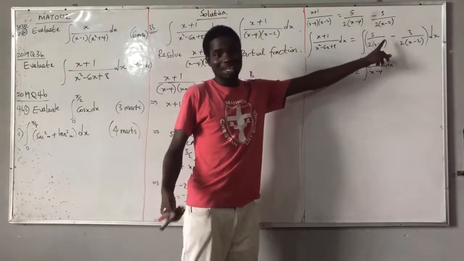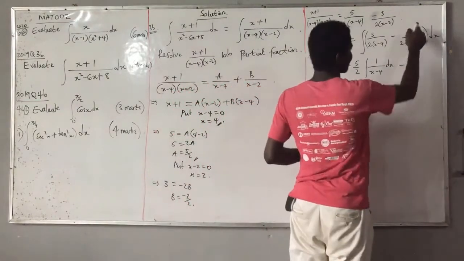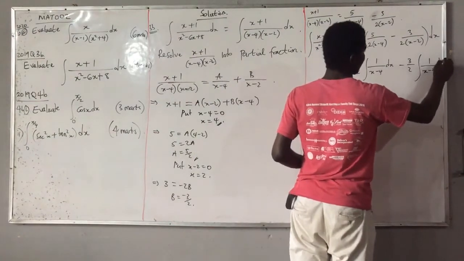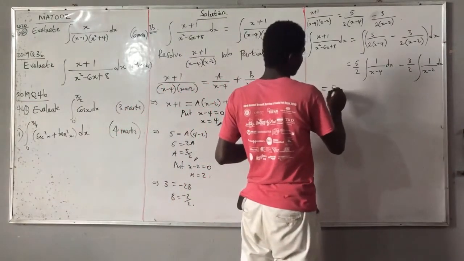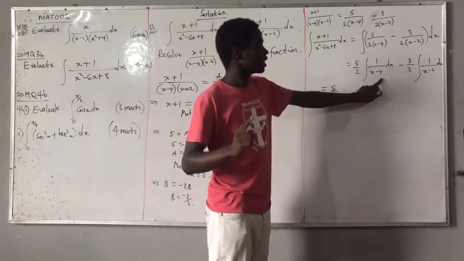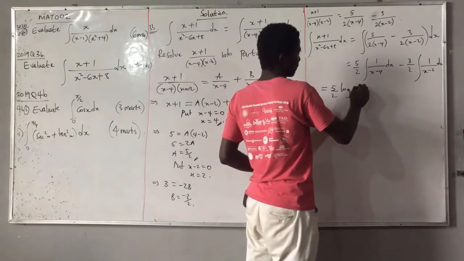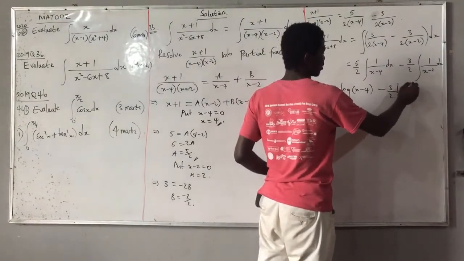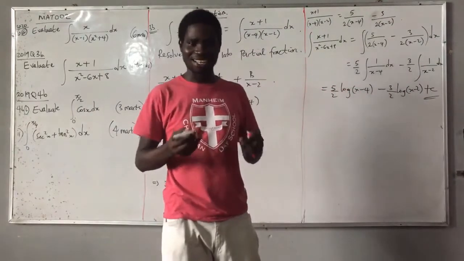Then I have the integral. Nothing will be left here. 5 over 2 is a constant. So I have 1 over s minus 4. Then minus 3 over 2, 1 over s minus 2 ds. That is what I'm going to have as well. So this is equal to 5 over 2. Differentiate what is down. Differentiate s, the answer is 1. Differentiate minus 4, the answer is 0. So this one will be log of s minus 4, minus 3 over 2. The same thing happens here as well. Log of s minus 2 plus c. And that's all.